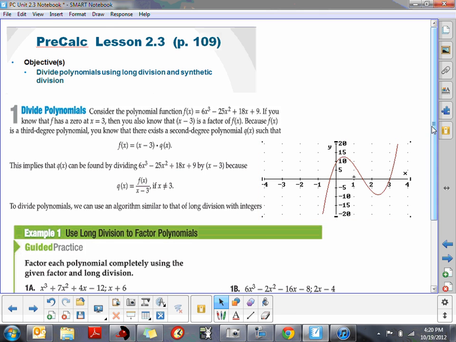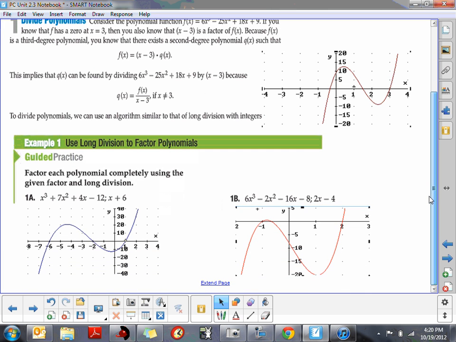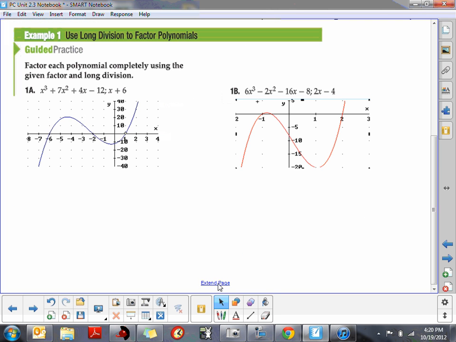And we're going to do this with long division. So we're going to use an algorithm similar to that of division with integers. I'm just going to show you this process, and then you can go further into the textbook if you want to look at some more examples there. It says factor each polynomial completely by using the given factor of long division. So what they do is they first give us a polynomial that we're supposed to divide into. They're going to tell you to divide by x plus 6.